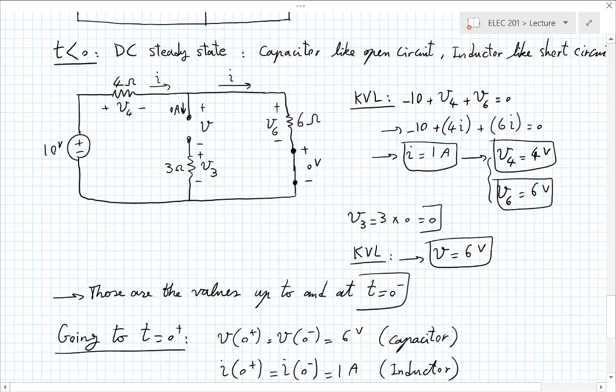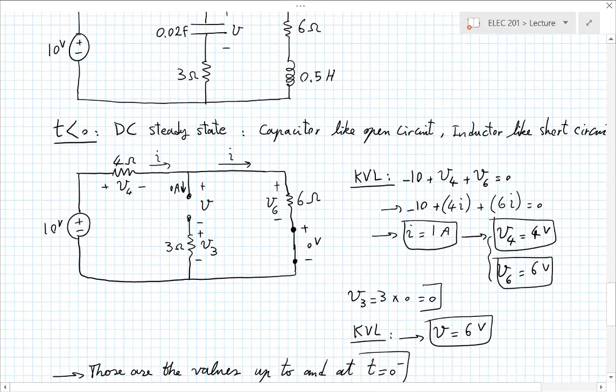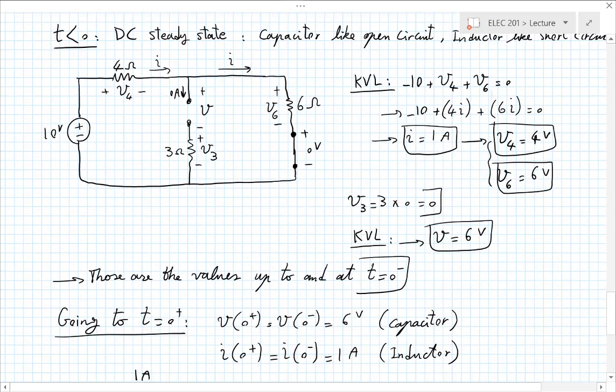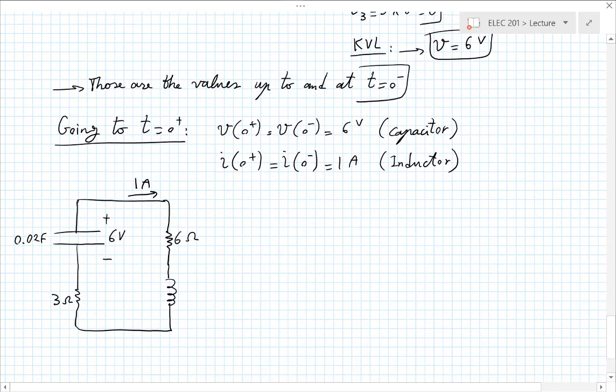Okay. What did we call these? So to be consistent, V3 and V6 and V. So that's V equals 6 volts. This is V3. And this is V6. And let's call this VL. And this is half a Henry.